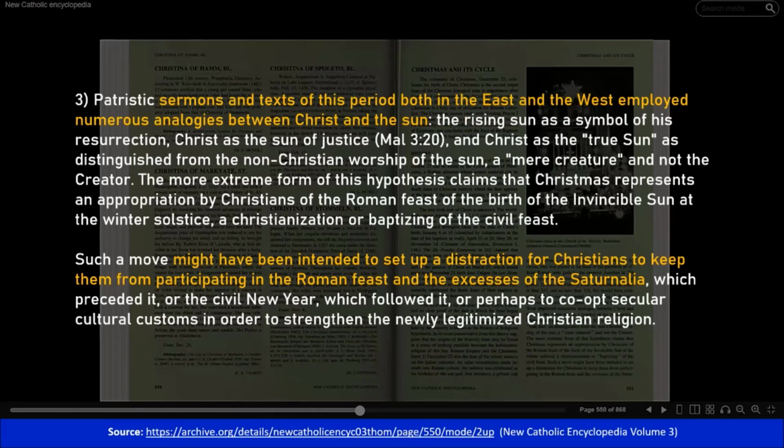It says such a move might have been intended to set up a distraction for Christians to keep them from participating in the Roman feasts and the excesses of Saturnalia, which preceded it, or the civil new year which followed it, or perhaps to co-opt secular cultural customs in order to strengthen the newly legitimized Christian religion. So this is interesting. We're seeing this last piece here. It says maybe one of the reasons that they had set up Christmas in the first place was to distract Christians from participating in Saturnalia.